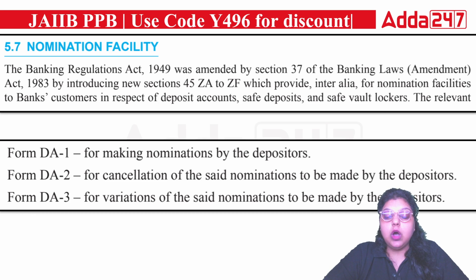So form DA1 is for making a nomination by depositors. Second, DA2 is for cancellation of the said nomination to be made by the depositor, and form DA3 is for variation of the said nomination to be made by the depositor. Okay, so these are the 3 forms that have to be utilized.